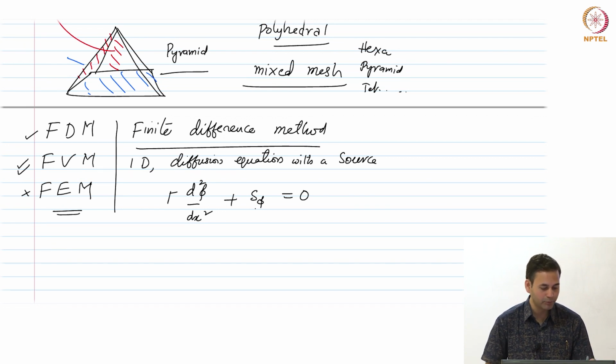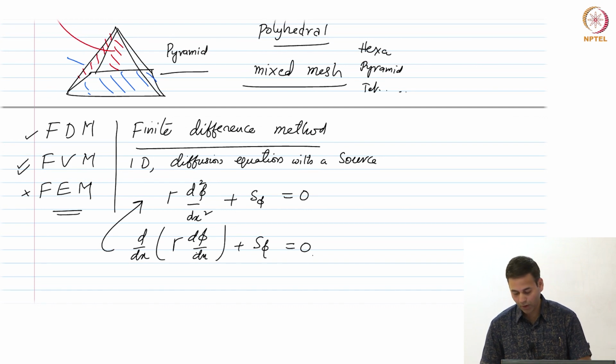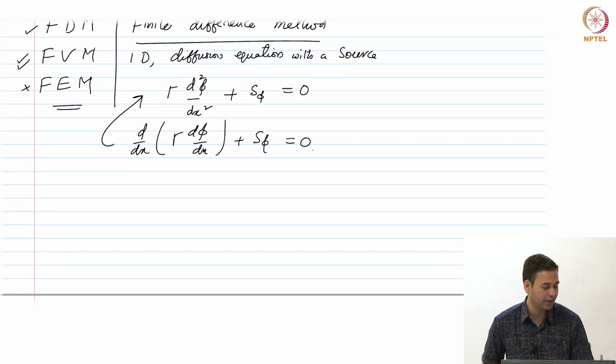So, the general equation would be d by dx of gamma d phi dx plus S phi equals 0. Okay. So, that is the general equation. I kind of rewrote it as gamma d square by dx square, thinking that gamma is a constant. Okay. The thermal conductivity or the diffusion constant is a constant. Now, we have this equation. So, this is a 1D problem. So, the first thing is to essentially generate a mesh.